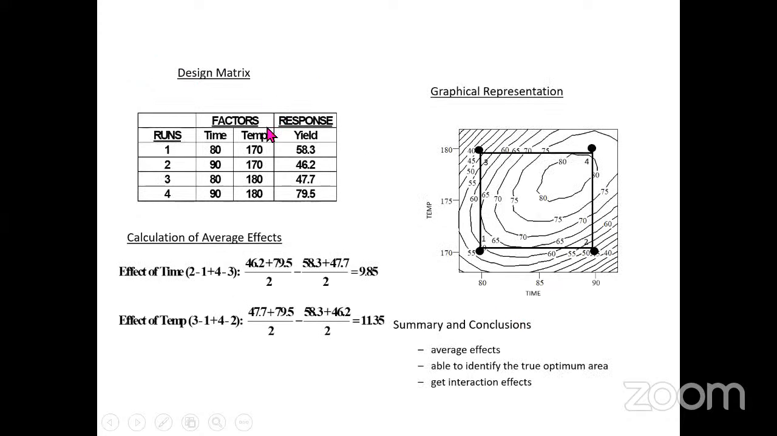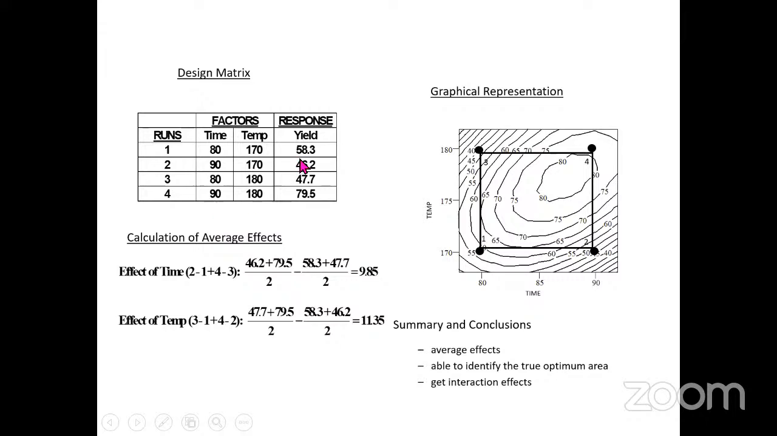Okay, so imagine you have 2 factors, and they are given an example of time and temperature. They have done 4 experiments. 80 degrees is the lower time, 170 degrees is lower temperature; 90 degrees is higher time, 170 is lower temperature; 80 degrees is lower time, 180 is higher temperature; 90 is higher time, higher temperature. So 4 experiments they have done. Imagine they got some results of some yield, which they call response or Y or dependent variable. You can call it any name.